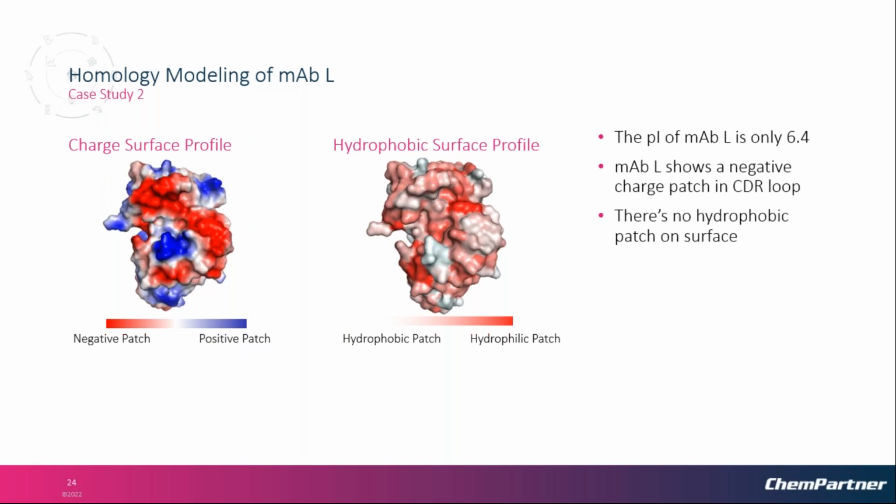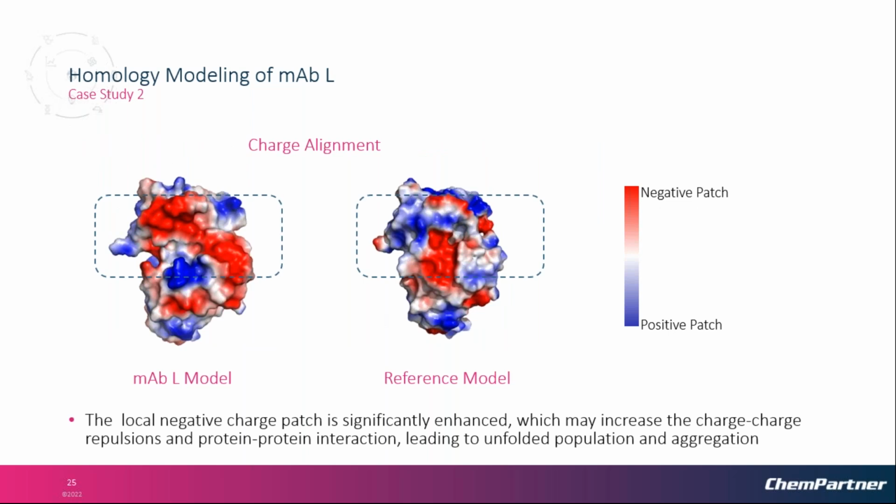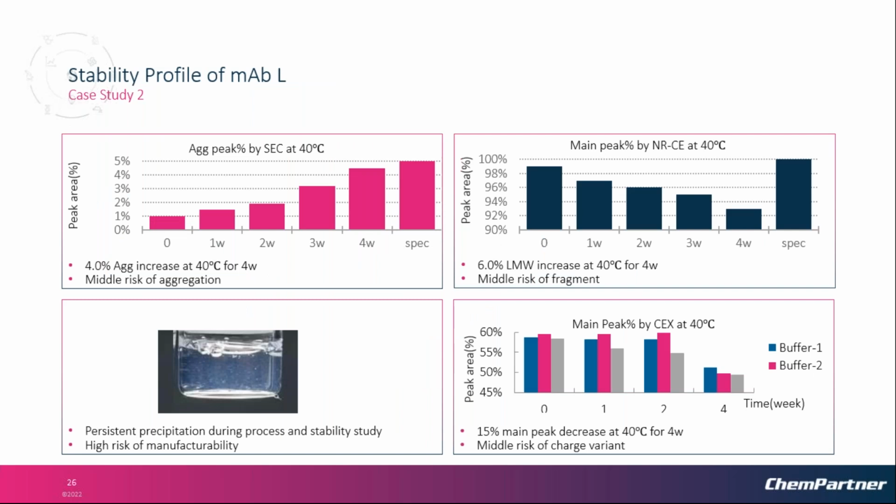surface. To further investigate its charge profile, we conduct a charge alignment between the MAP-L model and the reference model, and it shows that the local negative charge patch is significantly enhanced, which may increase the charge-charge repulsions inside the molecules and the interaction between the molecules, both of which may lead to unfolded population and protein aggregation. And in the following studies, the data also confirmed our hypothesis.